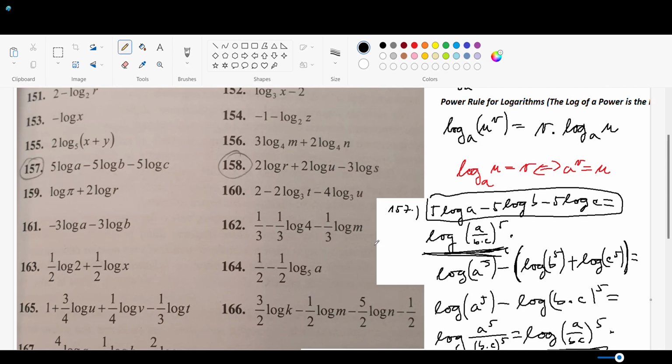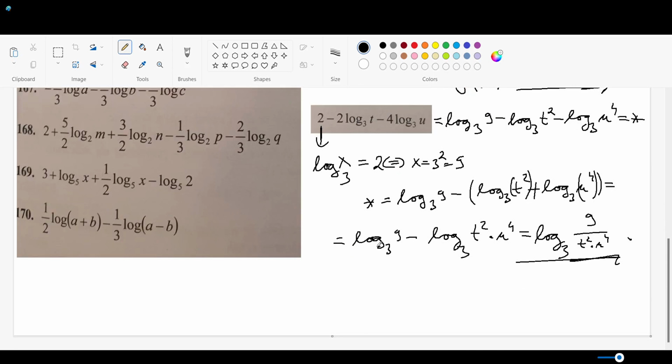Number 160. Okay, 160, yes, we are right. The result is really like this.